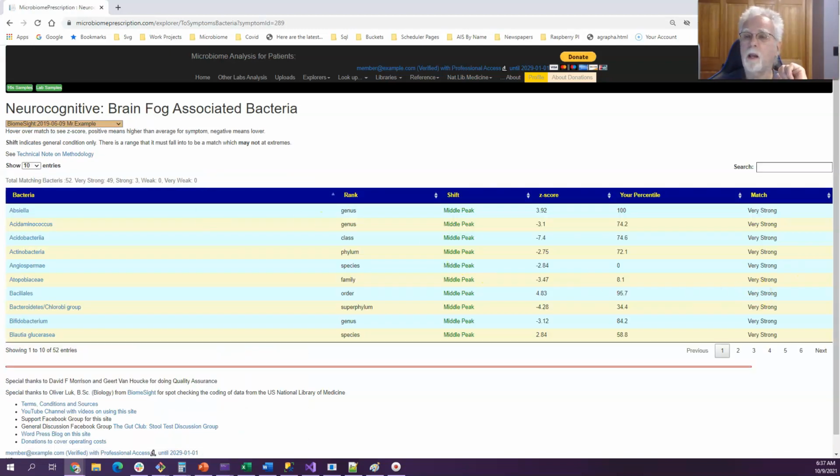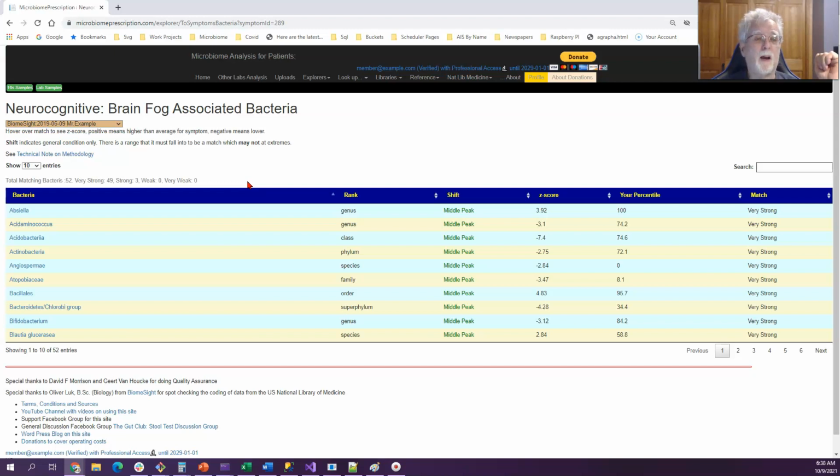Now I have logged in. I click brain fog, and we have a new column saying match strong, etc. We also have a summary. Remember we had something like 131 choices here? There's 52 here. Why did it go from 131 to 52? Simple. Because only 52 of the bacteria identified were in this explicit sample. The rest of them we ignore. So we have 52 there, and we have 49 which are very strong matches, three which are strong, and no weak. In other words, everything's strong. This particular person happens to, I know, suffer from brain fog, so it is a beautiful demonstration of an excellent match.